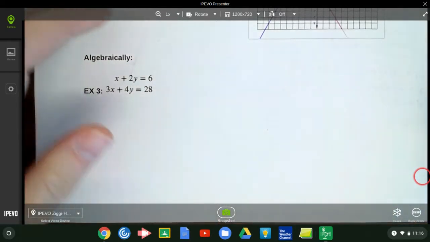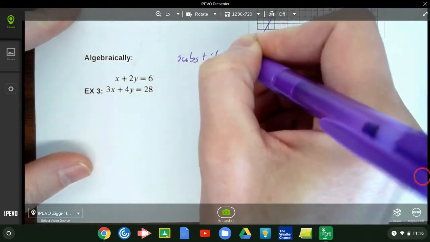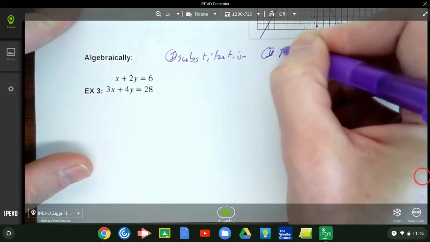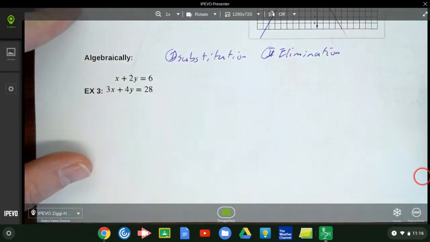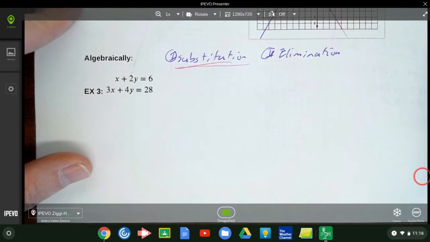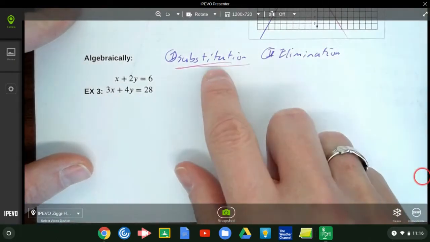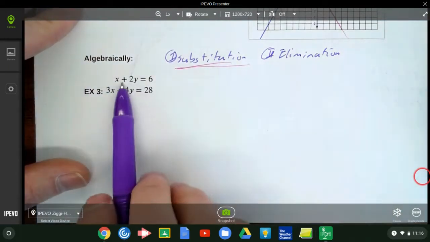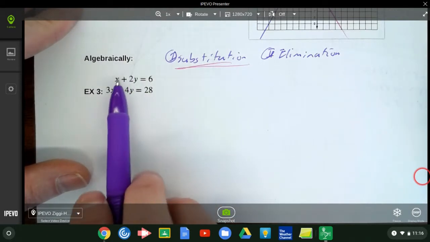You learned two ways to solve algebraically last year. You learned substitution as one method, and you learned elimination as another method. For this particular information, I'm going to focus on substitution, because for what we're going to do later on, elimination doesn't work. So we're going to focus on a substitution method. The way substitution works is I just need to get this equal to either x or y, and I can put it in the other equation.